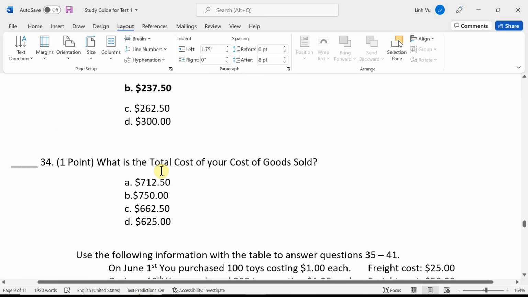All right, and then here, question 34 says, what is the total cost of your cost of goods sold, which we solved to be $712.50.